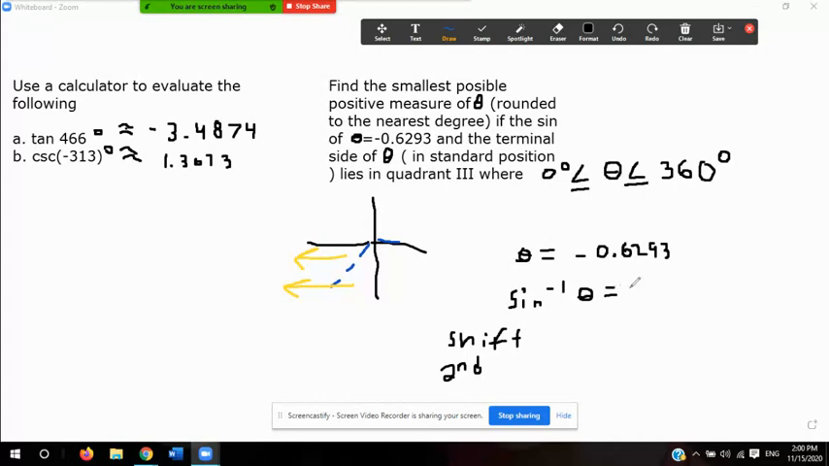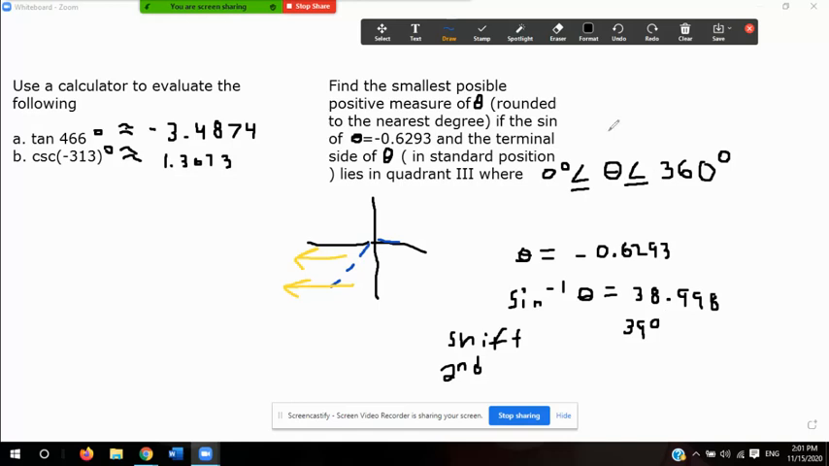The inverse sine of theta, or z, equals 38.998. So the problem is asking me to round to the nearest degree, so I'm going to round that to approximately 39 degrees. And I found the angle. Now, whenever we're looking for reference angles, we call them alpha. In this case, I found the alpha, or the inverse sine of theta, which is 39 degrees.